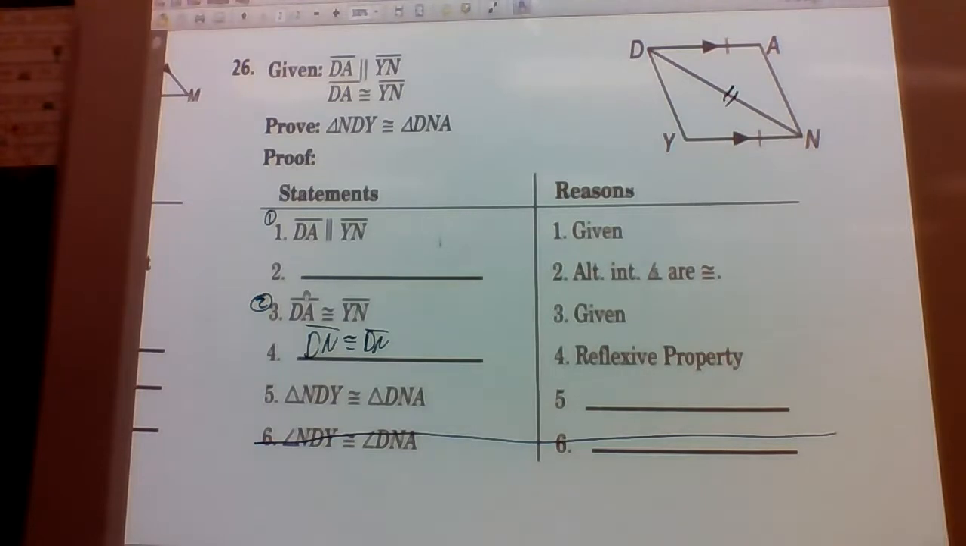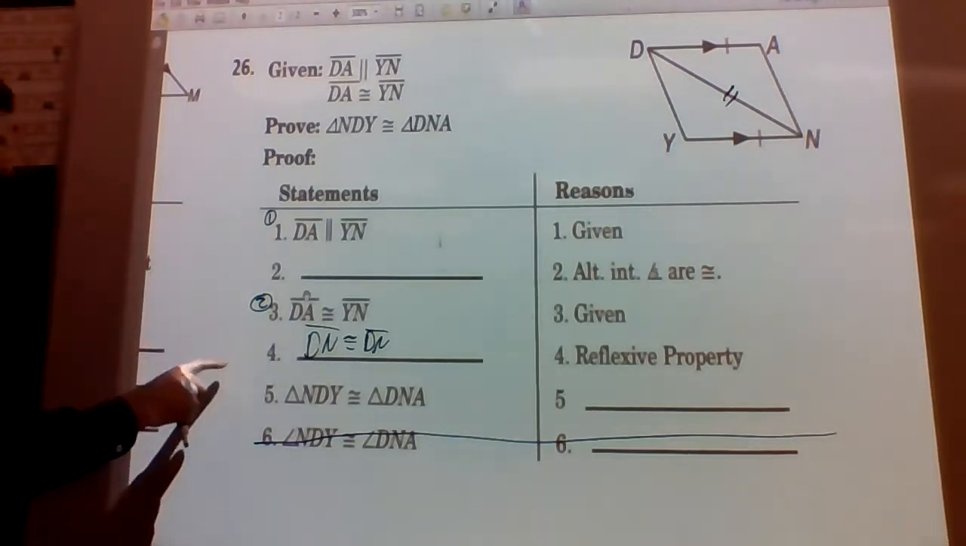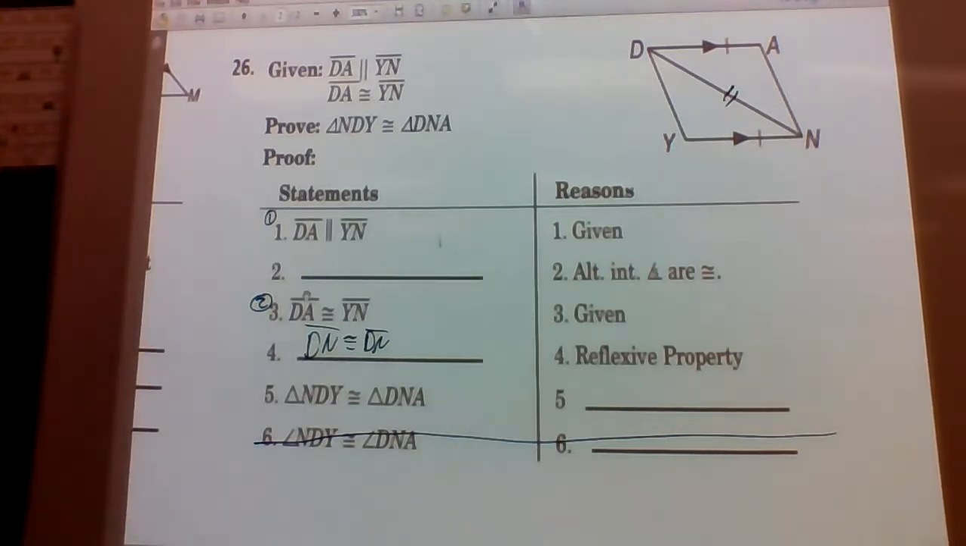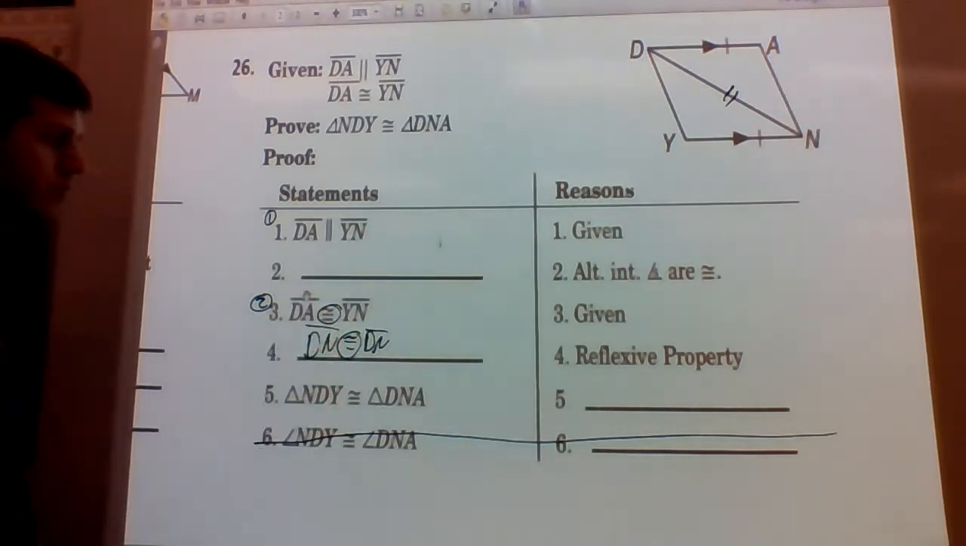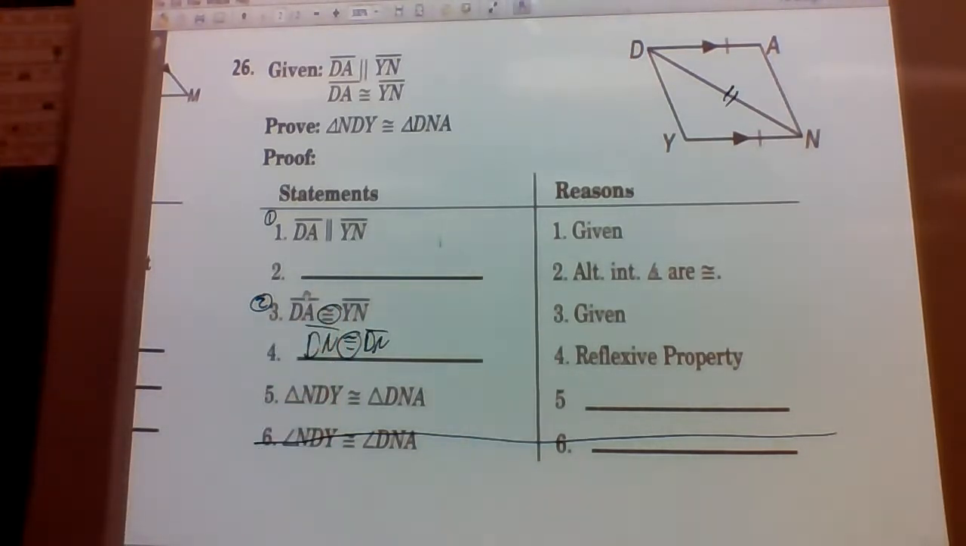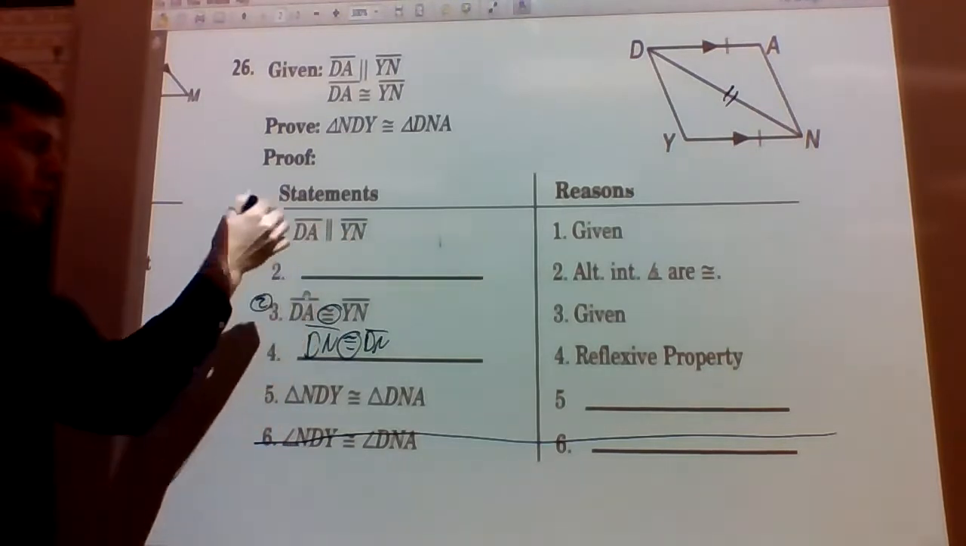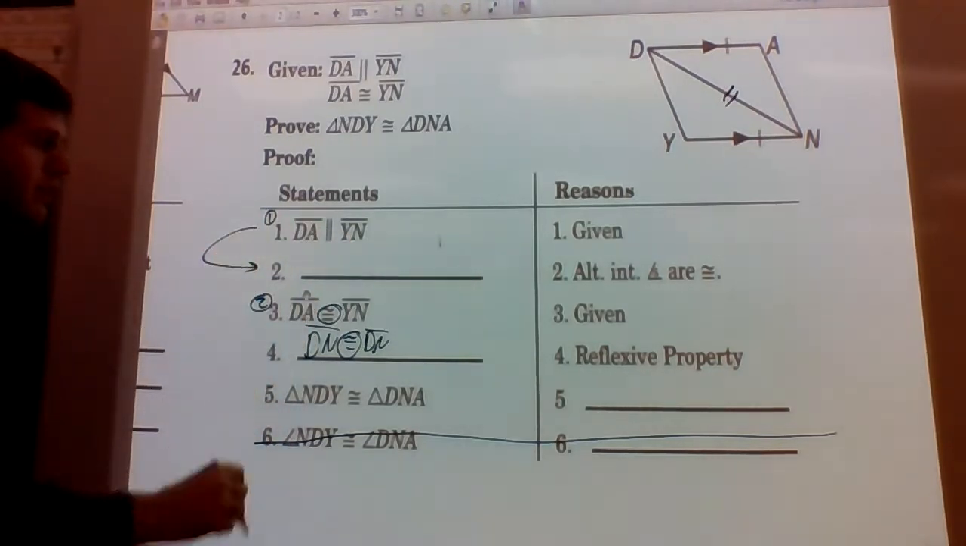So step 1, write the givens. Good. Step 2, look for shared sides or vertical angles. Good. Step 3, use the givens. So right now we have 2 pairs of corresponding parts that are congruent. We need a third. Luckily, we have another given that's not a congruent statement.